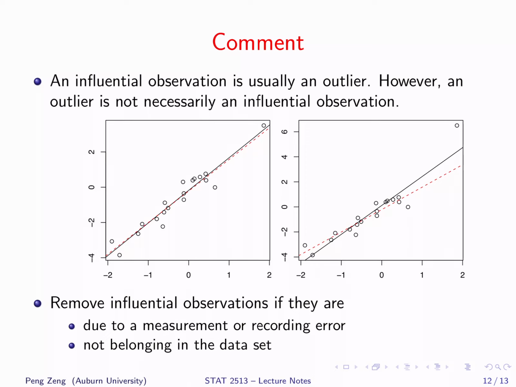In practice, we remove influential observations if they are due to a measurement or recording error, not belonging to the dataset. If no explanation for the influential observation is apparent, the decision whether to retain it is often difficult and calls for a judgment by the researcher.